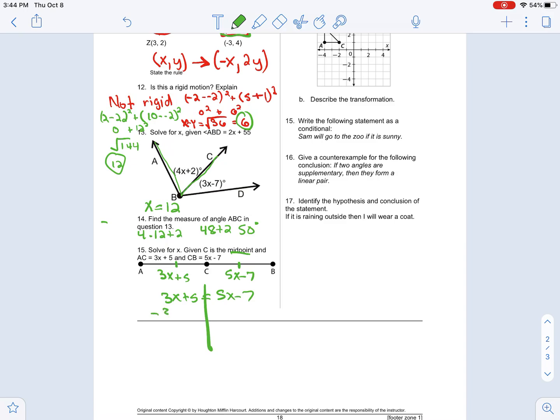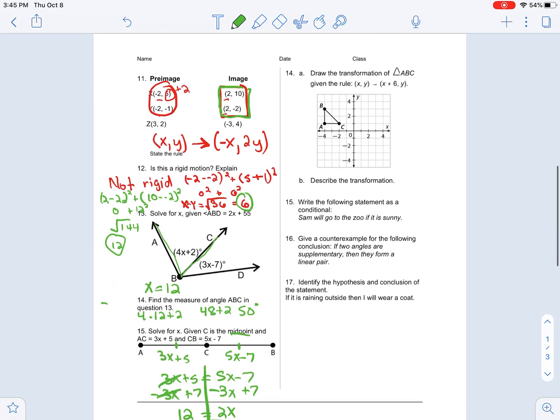Draw my line. I'm going to solve now. Subtract 3x here, so that cancels. I'm going to add the 7 here. So 12 equals 2x. So divide by 2, and 6 is equal to x. Now, it says solve for x. Okay, good. Sometimes it'll say solve for AC, so we want to pay attention to that.